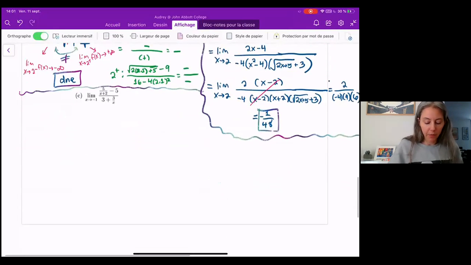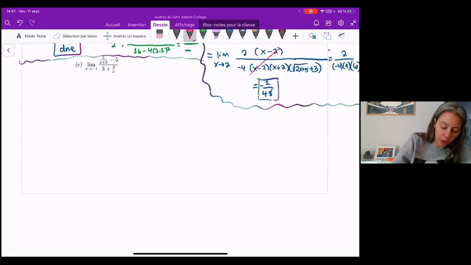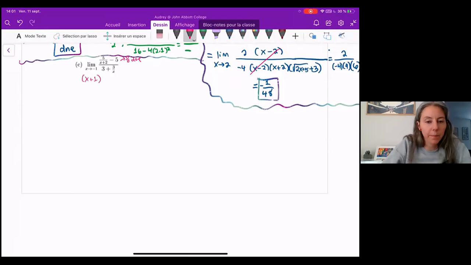All right, let's move on to our last limit here, which, guess what? When we plug in, we actually do get 0 over 0 here. So we need to do something else. We're looking to cancel out our factor of x plus 1. So what do we need to do here?